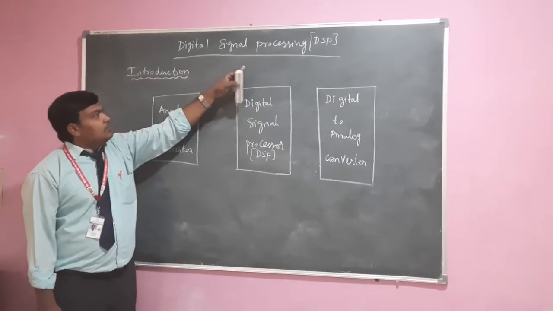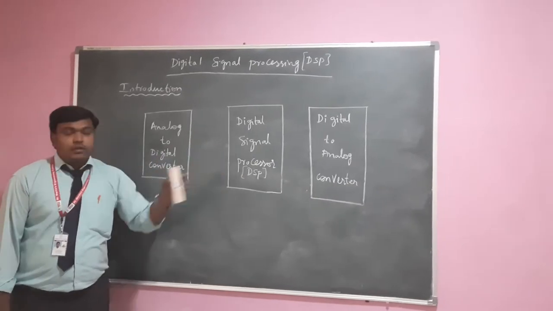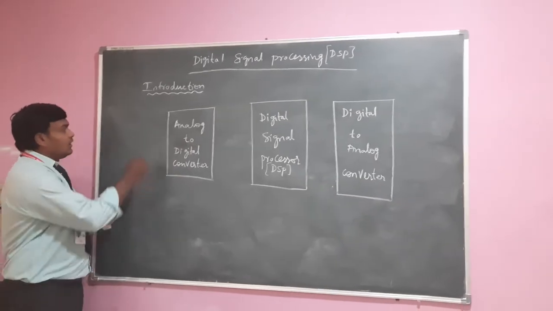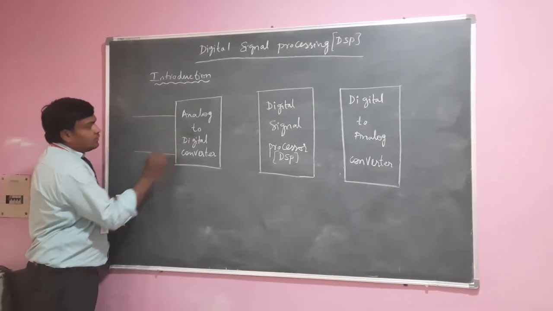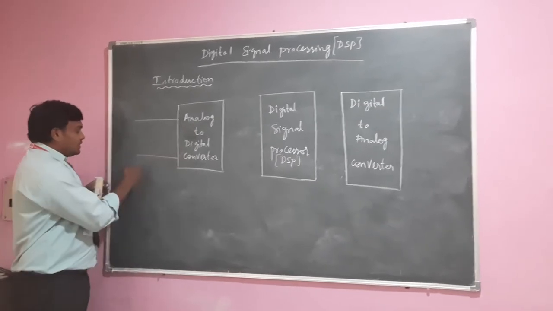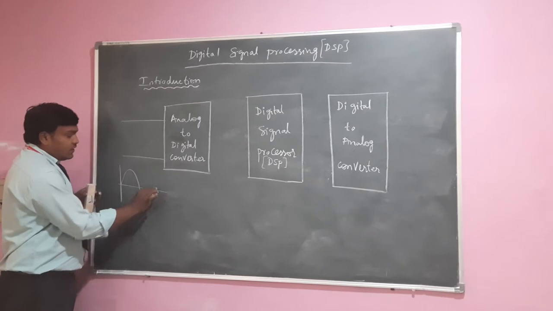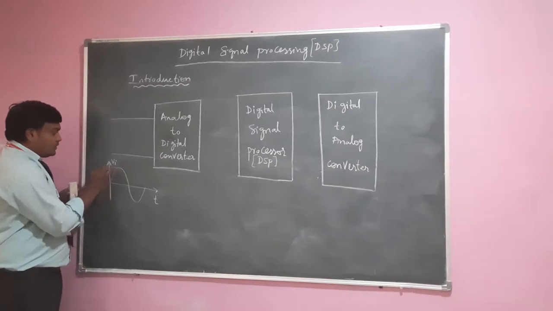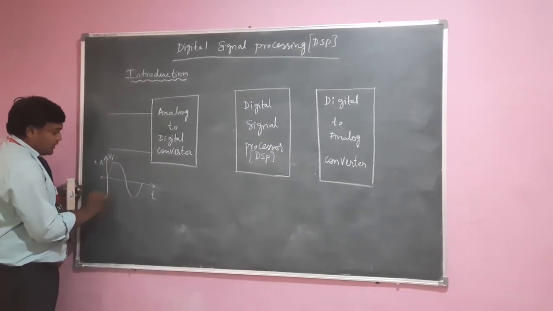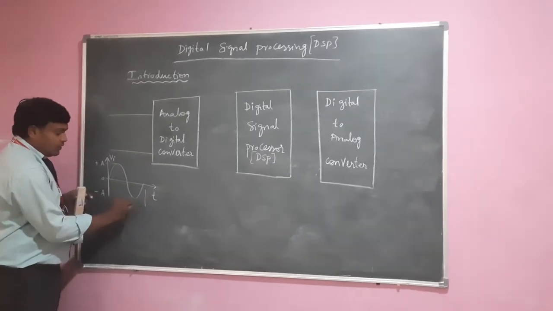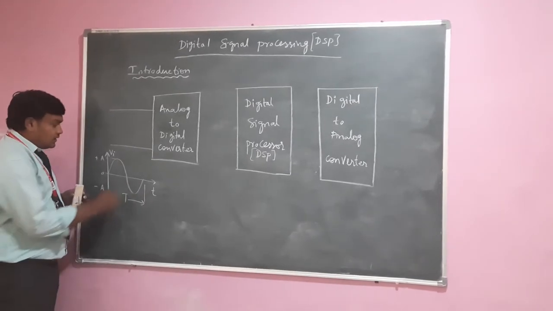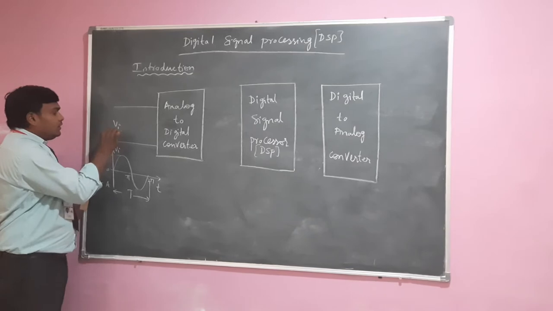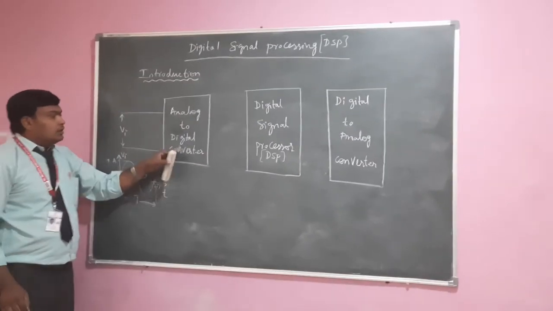Now digital signal processing includes three very important blocks. One is the analog to digital converter. Here the input signal is analog. We consider a simple sinusoidal analog signal, Vi with respect to time, with positive amplitude A and the negative amplitude, and time period T, that is pi and 2 pi. This analog signal is applied at the input of the analog to digital converter.